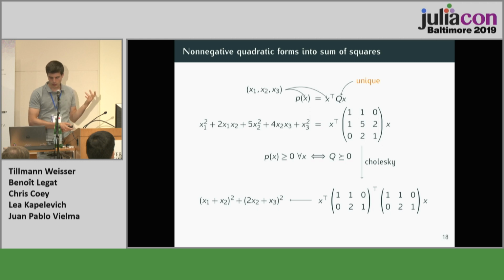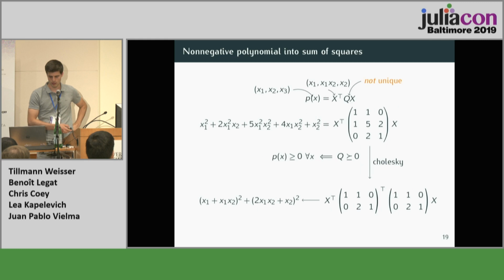In fact, for quadratic polynomials, it's equivalent: it's non-negative if and only if you can find this decomposition. But if you don't have a quadratic polynomial, but instead a polynomial of degree 4, for instance, you can do the same trick. The only difference is that in the X vector, you can put not only variables but also monomials. Here again, the Q matrix is not unique, but if you find some Q matrix which is positive semi-definite, you will be able to find a certificate that your polynomial is non-negative.